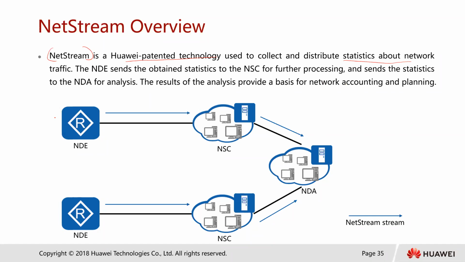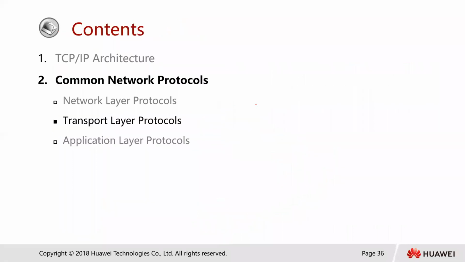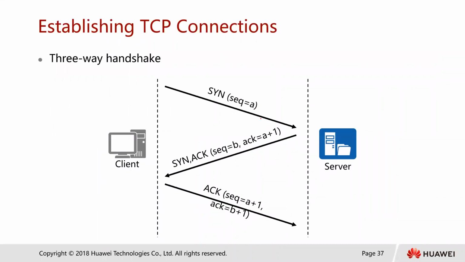You have your NDE device which sends the obtained statistics to the NC, and the NC then, for further processing, sends these statistics to the NDA for analysis. But basically this is a Huawei solution, and I will not spend a lot of time on it. So let us look at some of the common transport layer protocols.